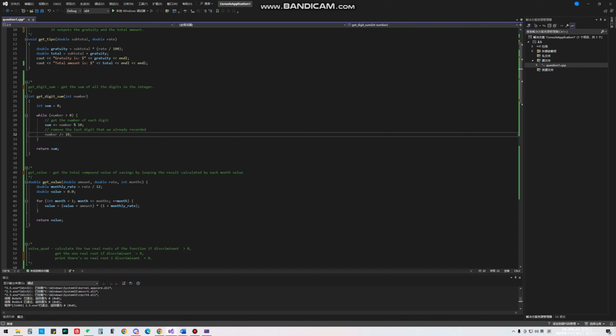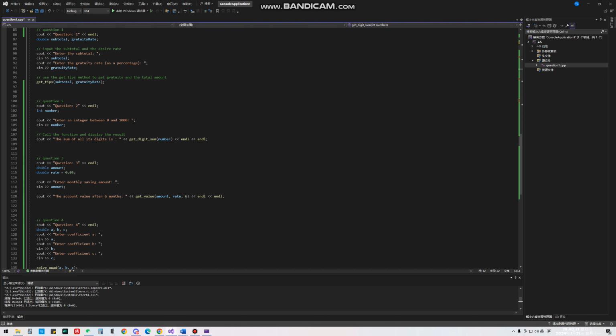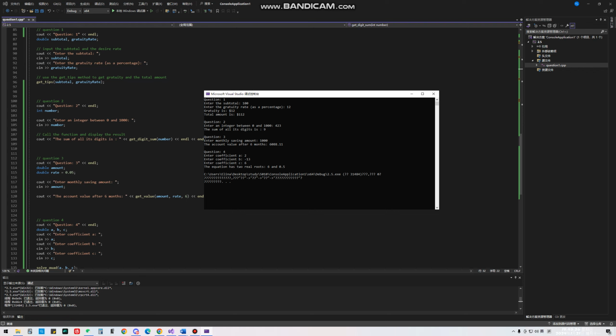After we recorded all the digits, the number will be 0, because we remove each digit, and eventually we're going to remove all the digits. So then we can get the sum. In the main function we enter the number, and we call the function right here, and this is what we have. The number I entered is 423, and the sum is 4 plus 2 plus 3, which is 9.